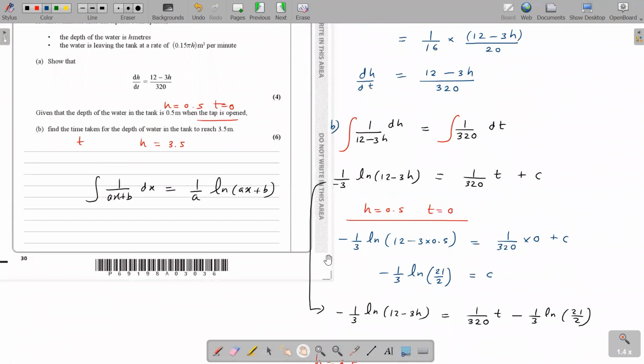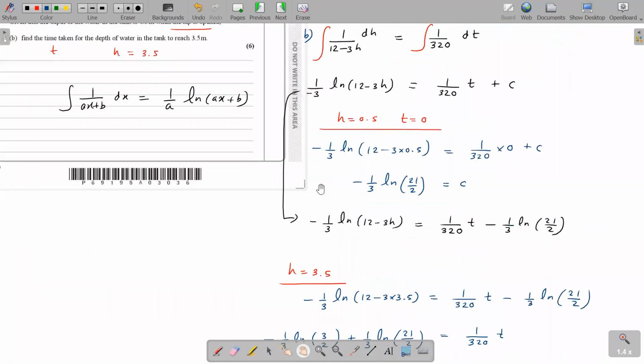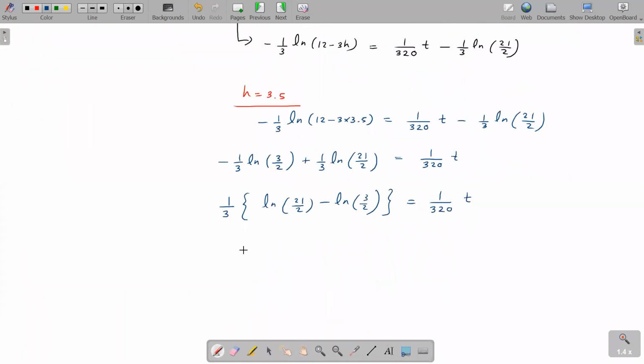Anyway, we need to give the time in minutes, right? So I'll try to go exact as much as possible, and then at the last moment we will convert. So 1 over 3 ln, it's a subtraction, means the logarithms are dividing: 21 over 2 divided by 3 over 2. Is it okay if I write like this? Otherwise, you will see a lot of division. This is a hassle, so I wrote it like this.